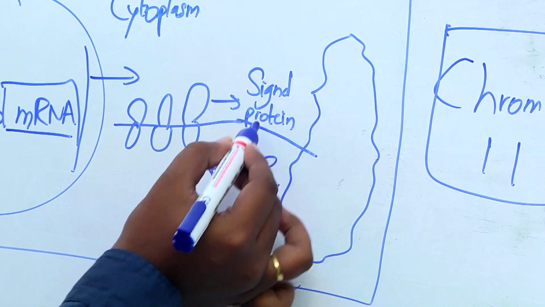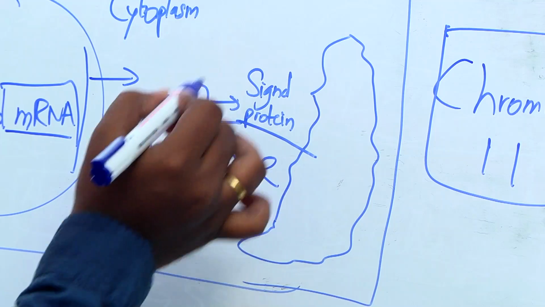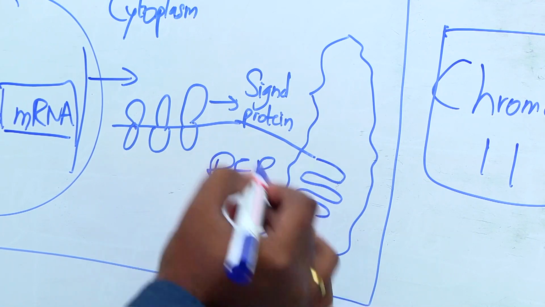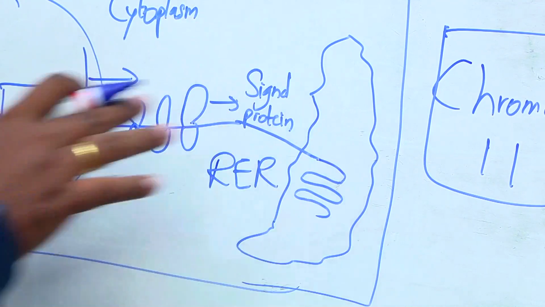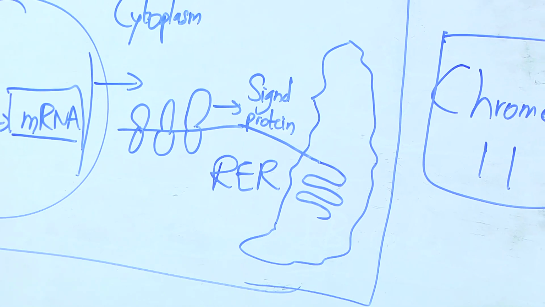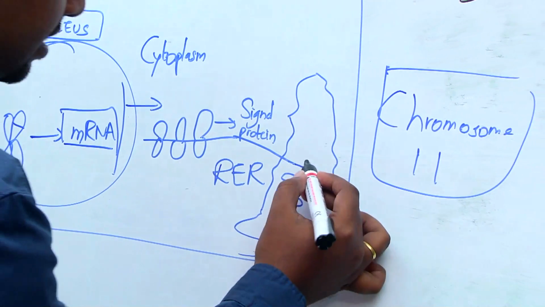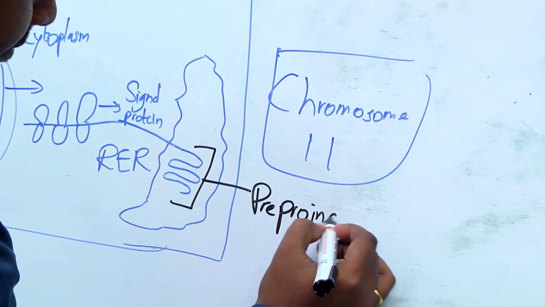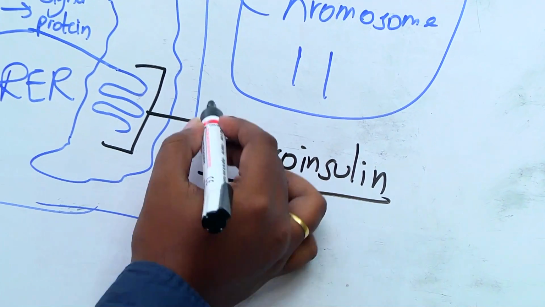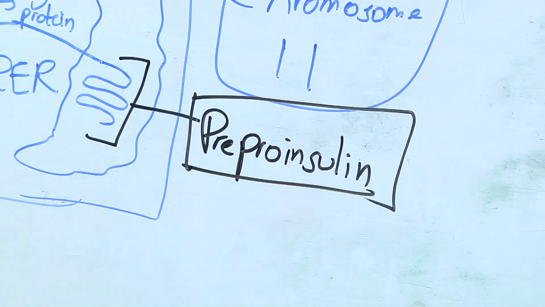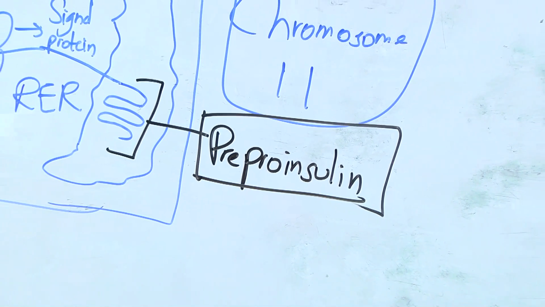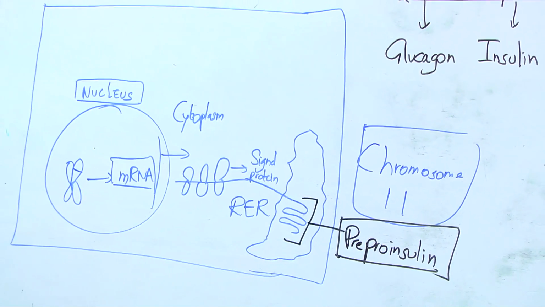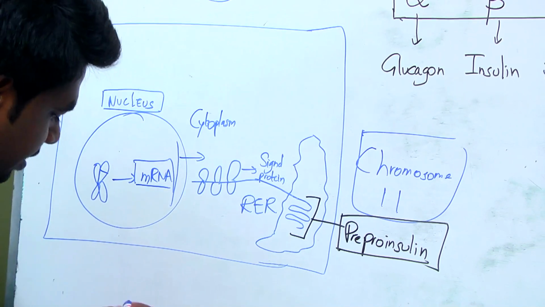So what happens when the signal protein is inserted into the rough endoplasmic reticulum? It undergoes elongation. So what will the signal protein be elongated into? This is called the pre-pro-insulin. This is the first major step in the synthesis of insulin. A pre-pro-insulin is synthesized from chromosome 11 into the rough endoplasmic reticulum. So we need to know the structure of the pre-pro-insulin.